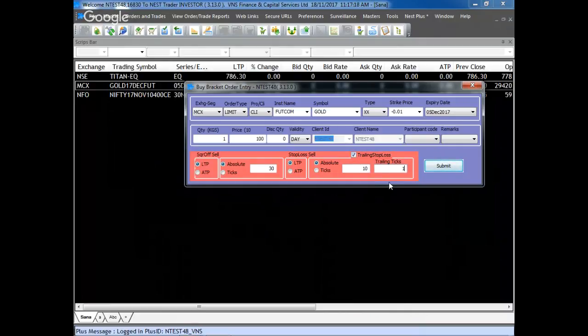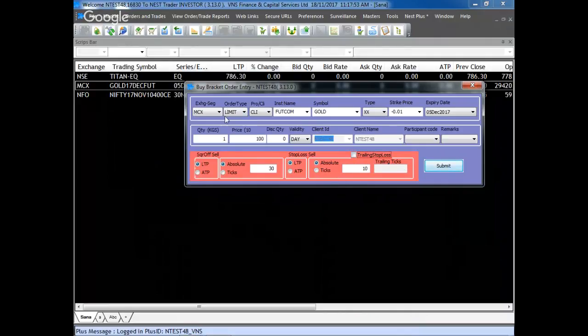The trailing stop loss is firstly an optional window. So even if you are using the bracket order window for the first time and you are not aware of how trailing stop loss works, you can keep it blank. A trailing stop loss helps you to move your stop loss in the market. For example, if the buying rate moves from 100 to 101, and you have entered 1 in the place of trailing stop loss, your stop loss will also move in the market. Hope this is clear to all our viewers.